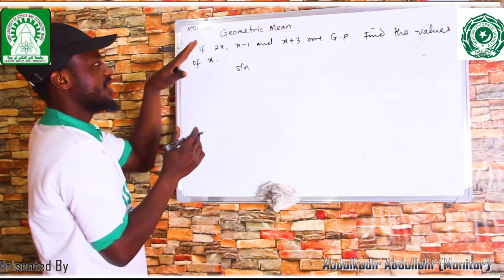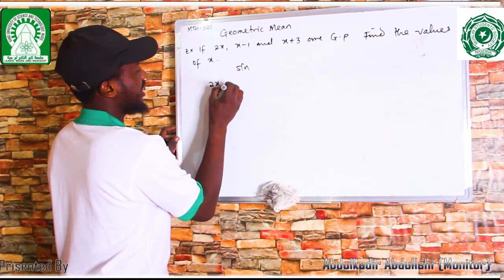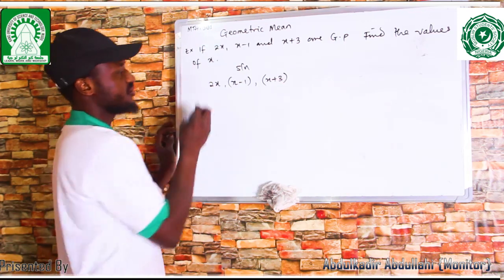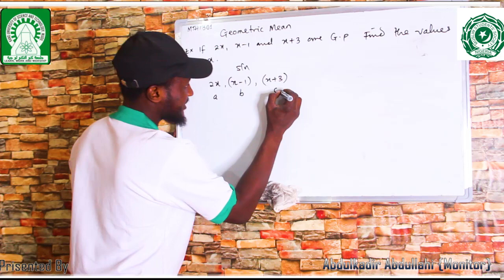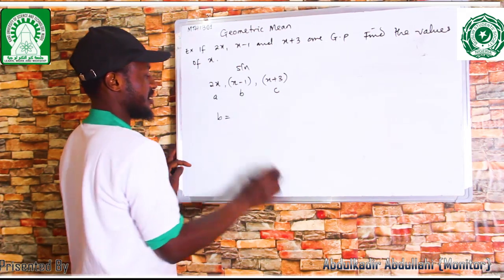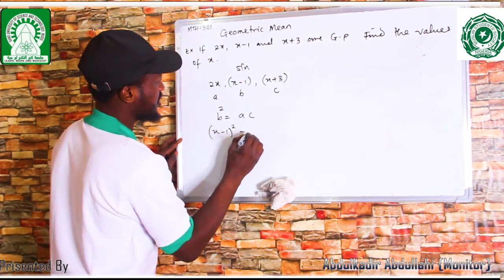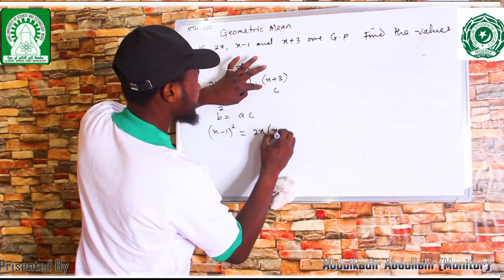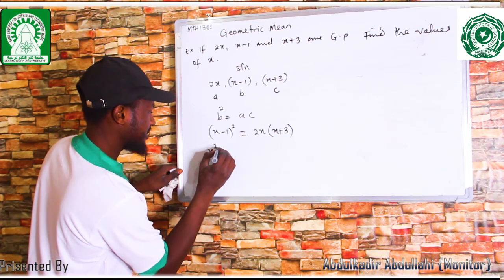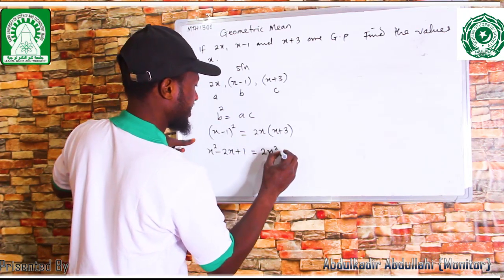Whenever we are given a problem like this, you just put in your mind that this is geometric mean. How? Because it is 3 terms given, 2x, x minus 1 and x plus 3. From the previous explanation, you just assume that this is A, this is B, and this is C. Recall from the formula that B squared is equal to AC. What is your B? x minus 1, squared, is equal to A, which is 2x, times C, x plus 3. So having this, you just expand. Let's expand this bracket. We have x squared minus 2x plus 1 is equal to 2x squared plus 6x.